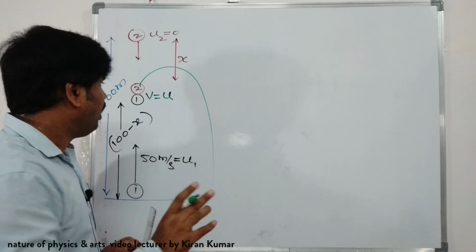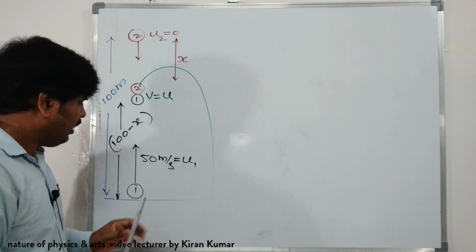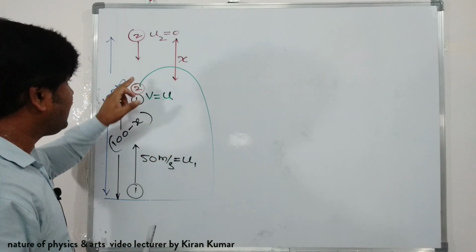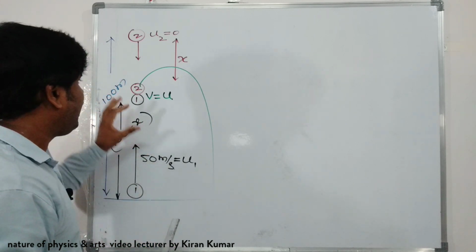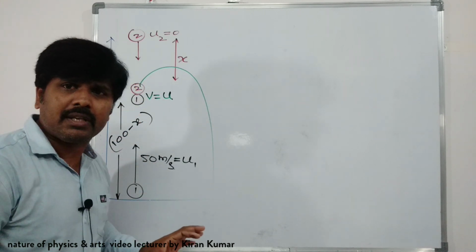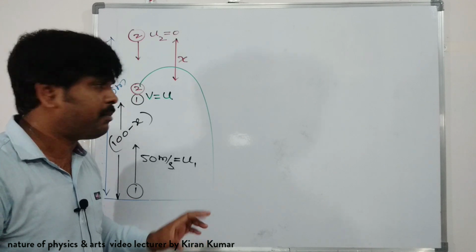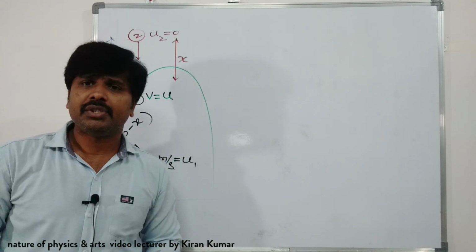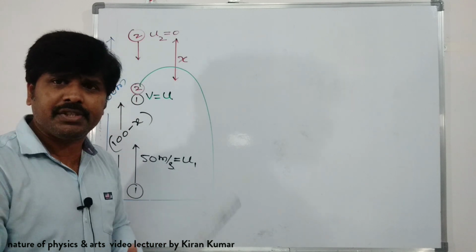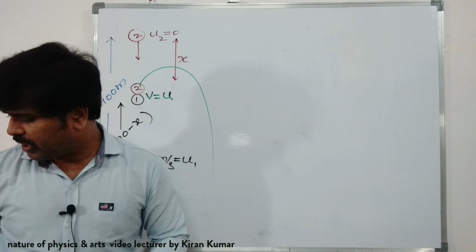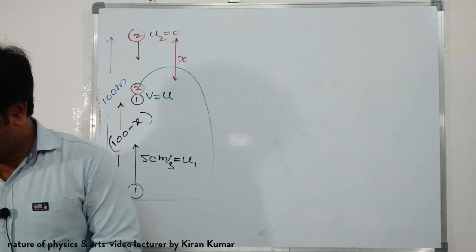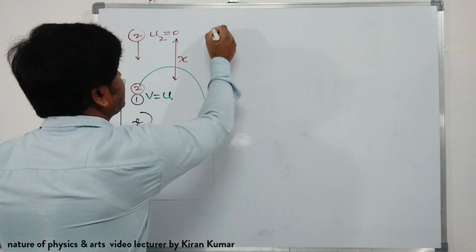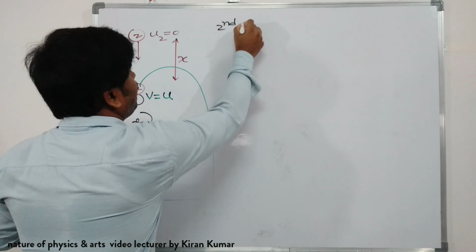One thing we have to understand: we have to find the final velocity of the first body and the final velocity of the second body, and due to the law of conservation of linear momentum, we will get the velocity of the combination of the bodies. Now step by step we will do the derivation. For this I am going to explain the freely falling body first. So this is the second body.